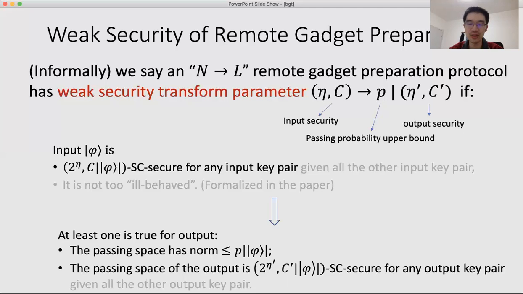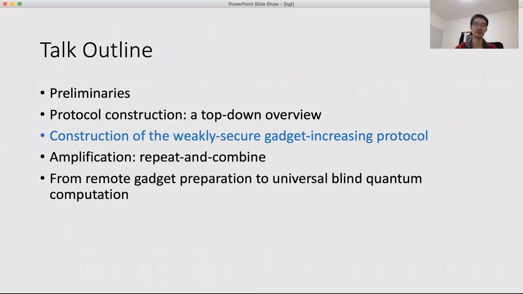Here, C prime is not necessarily exponentially small. So we can see the security is more general and could be weaker than the normal security. So let's go to the technical details. We'll first construct a weakly secured gadget increasing protocol. Then we'll use an amplification technique called repeat and combine to amplify the security to a fully secure one.